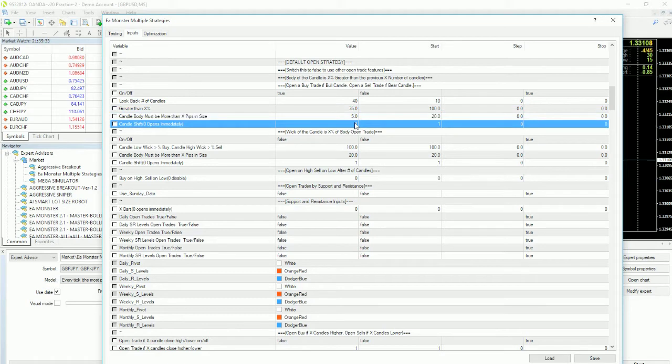And also, if you put candle shift at 0, it's going to open immediately while the candle is forming. So if it's 75% greater than the previous 40 candles, while the candle is still being formed, it will open up immediately.